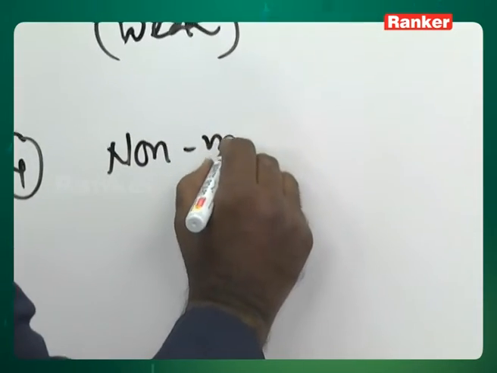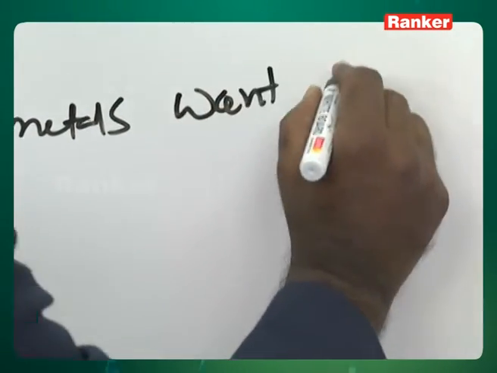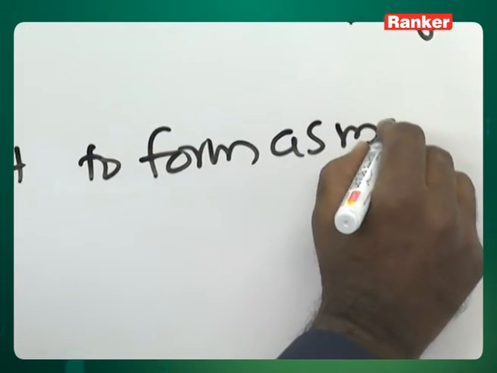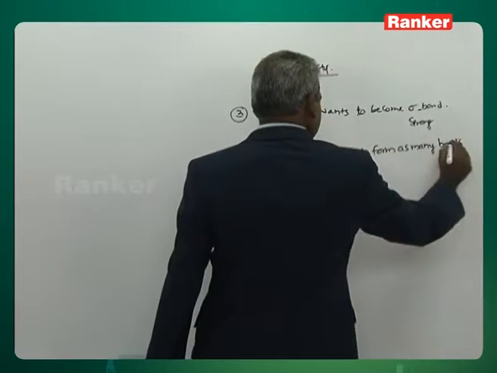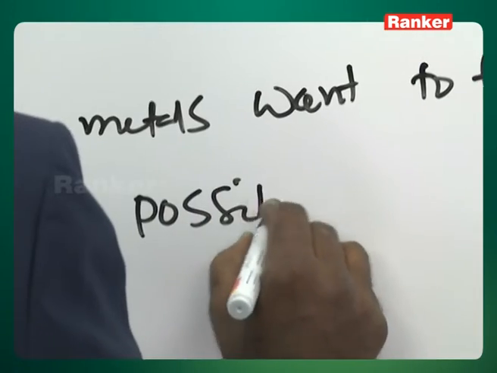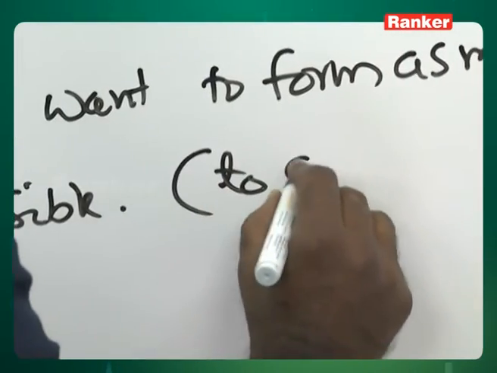Now, 4. Non-metals want to form as many bonds as possible. Why? To get rid of lone pairs.